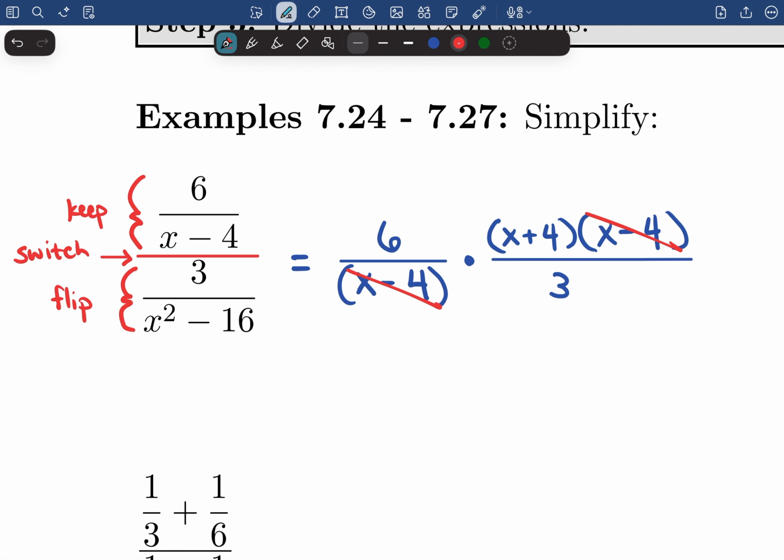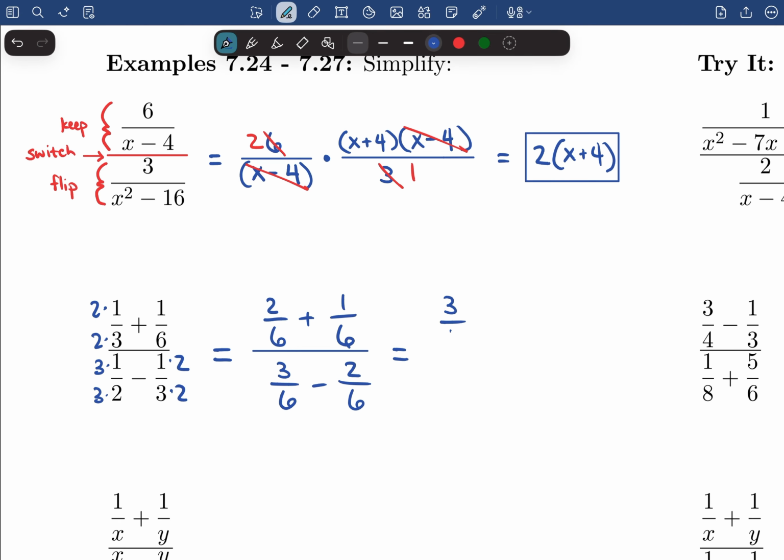Great. And so now I can do the addition of these fractions. 2/6 plus 1/6, that's 3/6. Remember, when you are adding fractions with a like denominator, we add the numerators together. 2 plus 1 is 3, and then we keep the denominator the same. Okay, and now looking at the bottom, 3 minus 2 gives me a 1, and that's over the common denominator of 6.